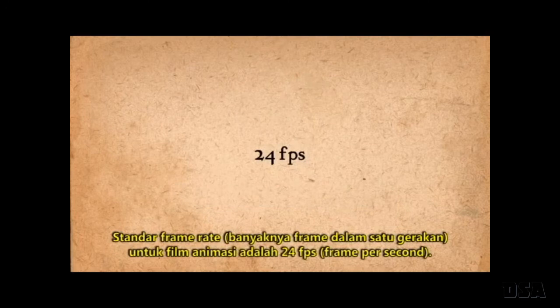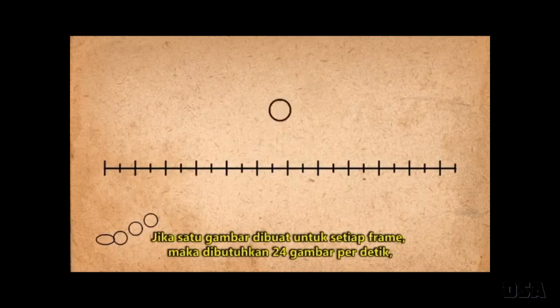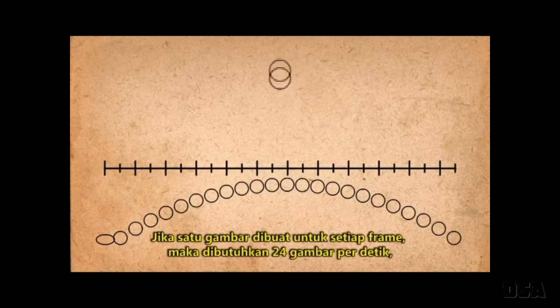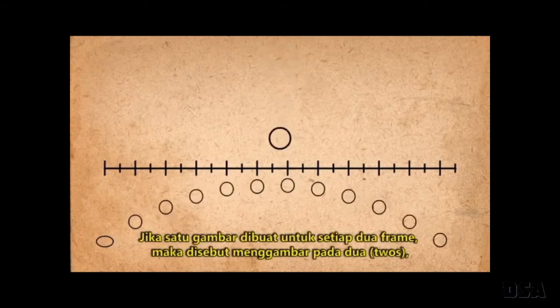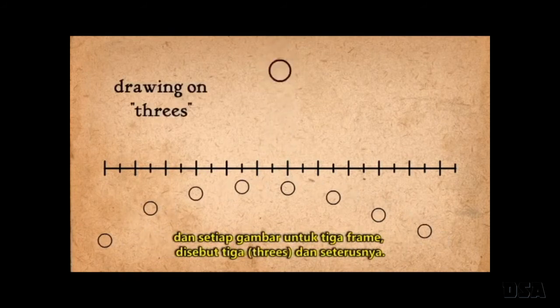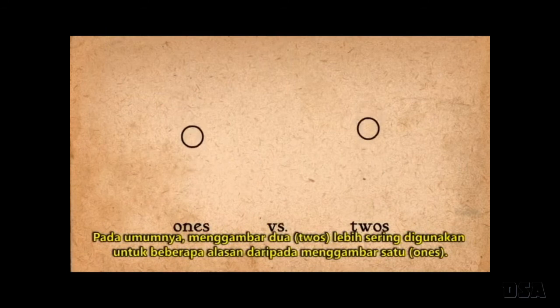The standard frame rate for movies is 24 frames per second. If one drawing is made for each frame, 24 drawings per second, that is called drawing on ones. If one drawing is made for every 2 frames, that's called drawing on 2s, and every 3 drawings is 3s, and so on.